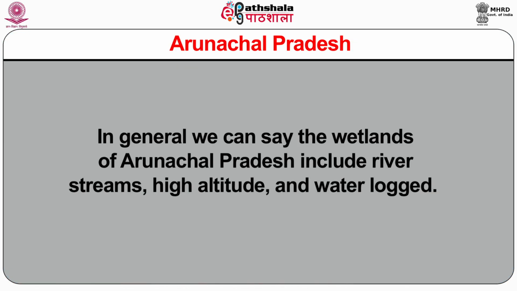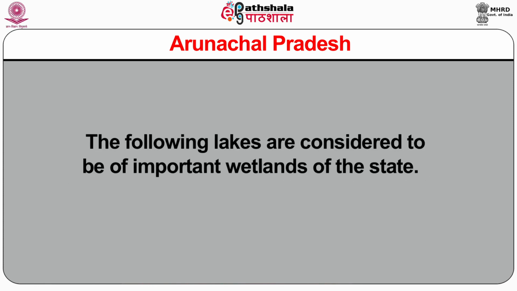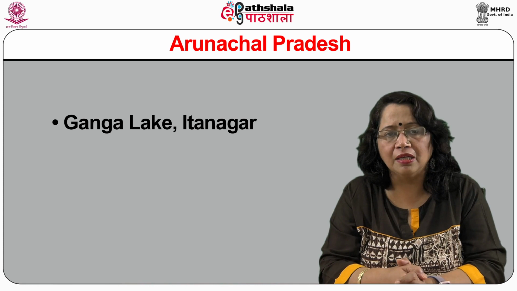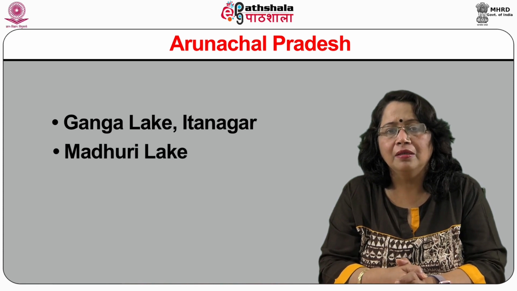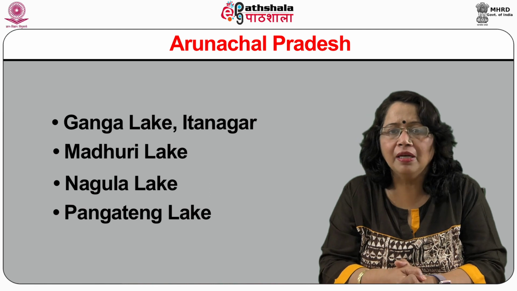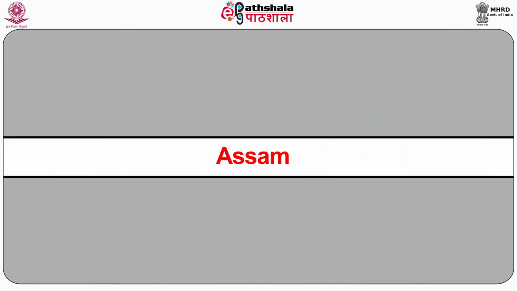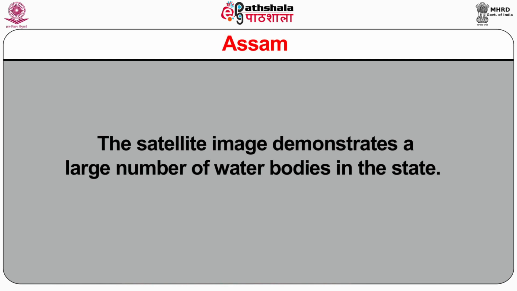It consists of 1.05% of the total geographic area of the state. In general, we can say the wetlands of Arunachal Pradesh include river streams, high altitude and waterlogged areas. The following lakes are considered to be important wetlands of the state: Ganga Lake, Itanagar, Madhuri Lake, Nagula Lake, Pangateng Lake. Assam. The satellite image demonstrates a large number of water bodies in the state.